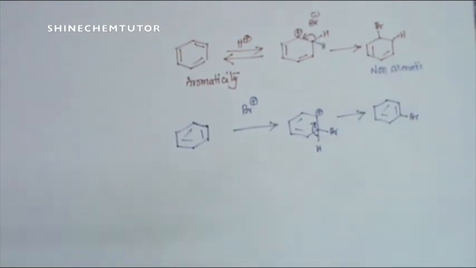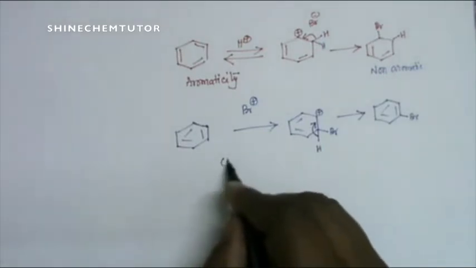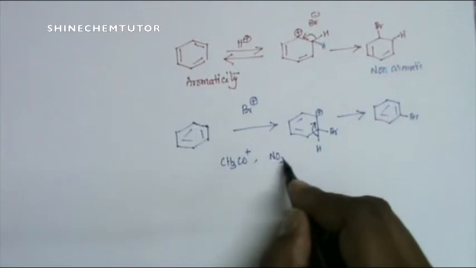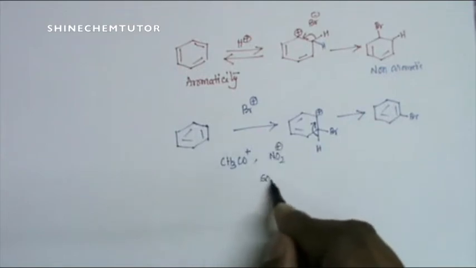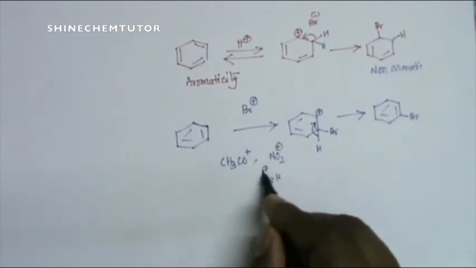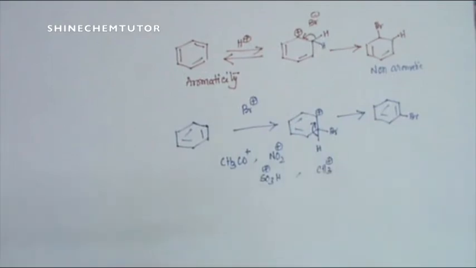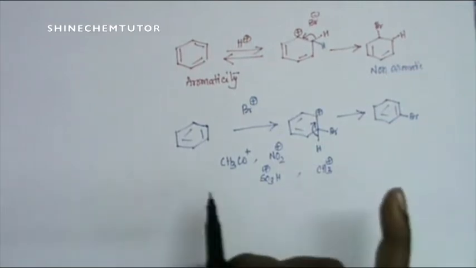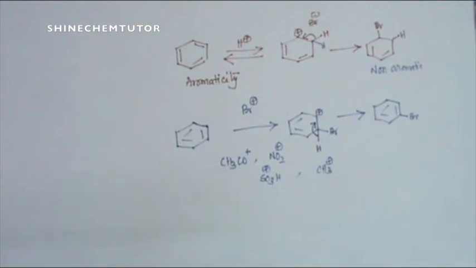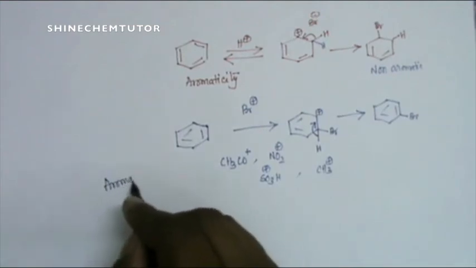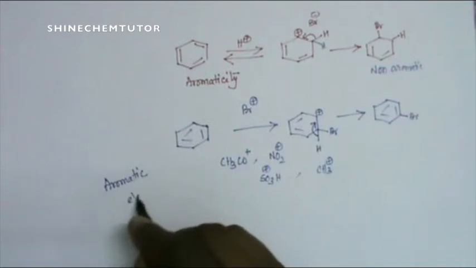bromobenzene. Not only Br plus, we can go for CH3CO plus, NO2 plus, SO3H plus, and even CH3 plus. So it is possible to carry out the same reaction and the same mechanism for this many electrophiles. These reactions are referred to as aromatic electrophilic substitution.